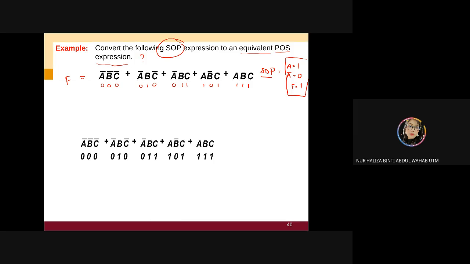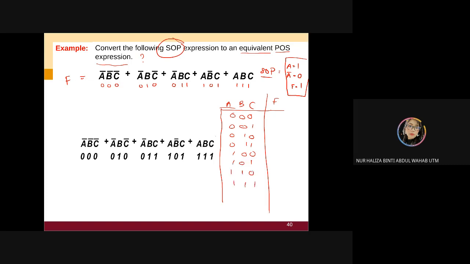Okay. Now you can see here from this binary that you get, you can draw the truth table. Kenapa I kat sini? Ini supposedly is for KMAP. Okay. This is your F. A, B, C: 0, 0, 0; 0, 0, 1; 0, 1, 0; 0, 1, 1; 1, 0, 0; 1, 0, 1; 1, 1, 0; 1, 1, 1. Okay, you're done.